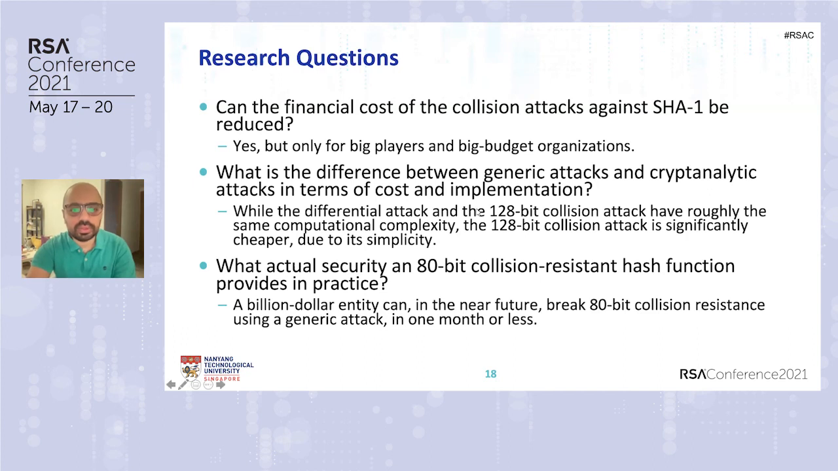Now, we also show that implementing a generic 128-bit collision is cheaper than implementing a 128-bit collision using differential cryptanalysis. While both attacks have similar complexity, the generic attack in practice is cheaper. We also show that an entity with maybe a $1 billion budget in the near future can break 80-bit collision resistance with a generic attack in a month or less.